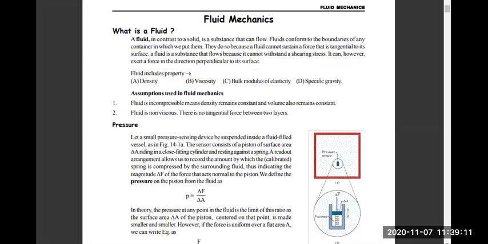Now, what do you think? What would be the properties of fluid? Think about it. What would be the properties of fluid? It's already written over here, but try to think. What do you think? What would be the properties of fluid?